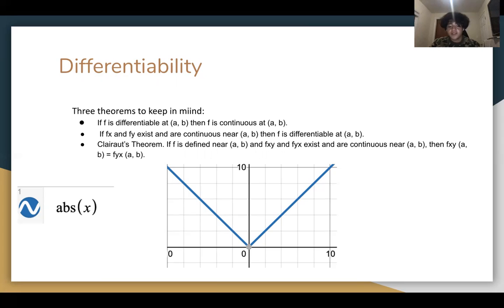Let's take the function of the absolute value of x. This looks like it would be differentiable, which it is, but not at all the points. For example, it is not differentiable at the point (0, 0), because there isn't a defined derivative at that point. Differentiability plays a large part in knowing if a point would have a hole or whether it's just not differentiable at a point.